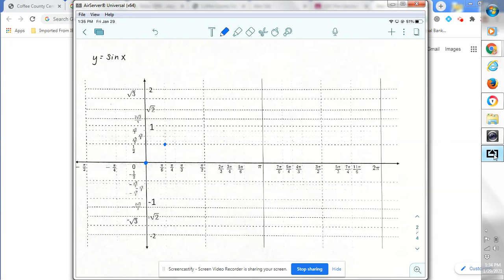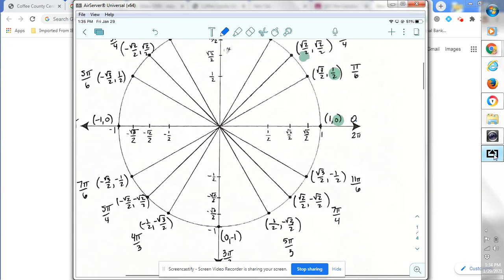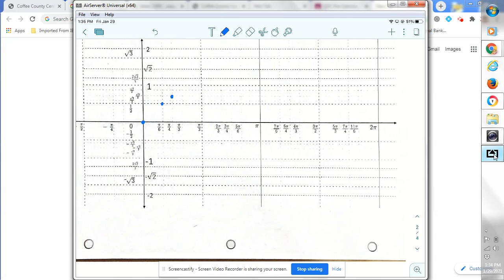Right? And we'll go to pi over 4. So you look at your angle pi over 4. The y coordinate is the square root of 2 over 2. Right? Then when you go to pi over 3, the y coordinate should be the square root of 3 over 2. It's kind of hard to see some of these lines. Right? And then for pi over 2, it should be 1. Right? And then you guys just keep going around your unit circle, plotting points.